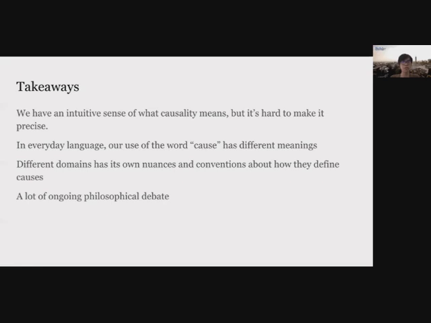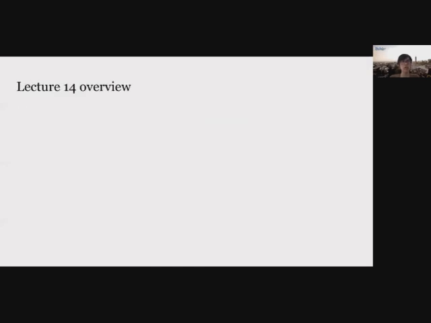And even today, there's a lot of philosophical debate about what causation actually is. People have definitely not agreed upon something. There's still a lot of debate that still happens. All right, so now that we know that we have to be a bit careful about the way causation is defined, let's take a look at what we're going to cover in the rest of today's lecture.